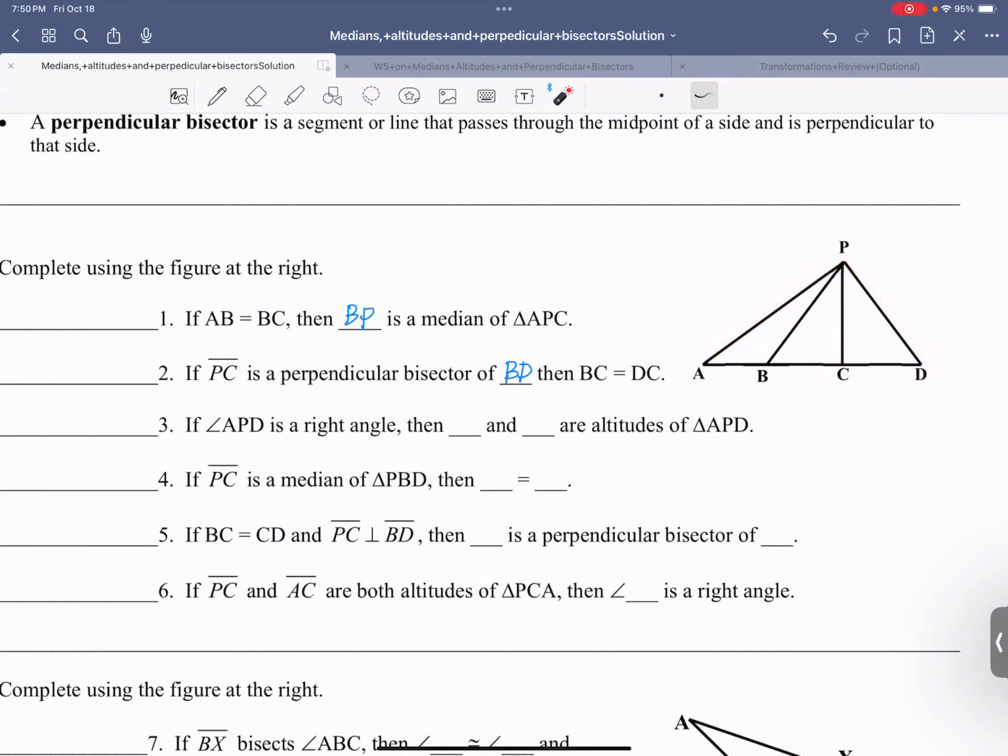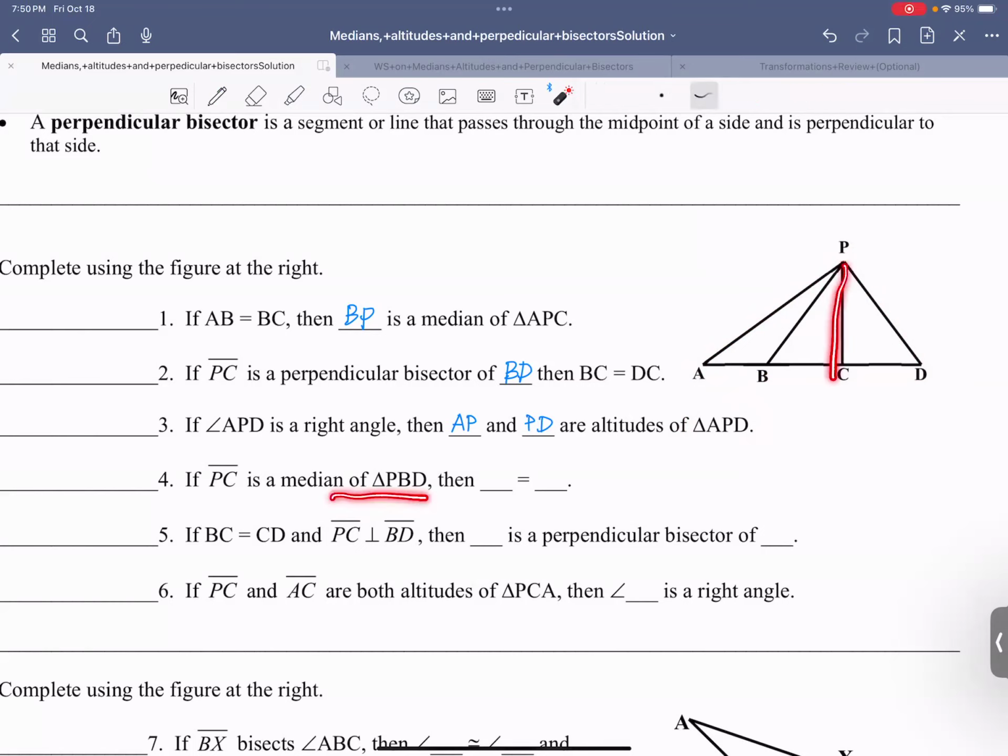A and D. AP and PD. For the line segment, you need to use 2 letters, okay? So AP and PD are the altitudes of triangle APD. Do you understand this? Yes. This is a right angle, then AP and PD both are the altitudes, okay? Next, look at this one, go.